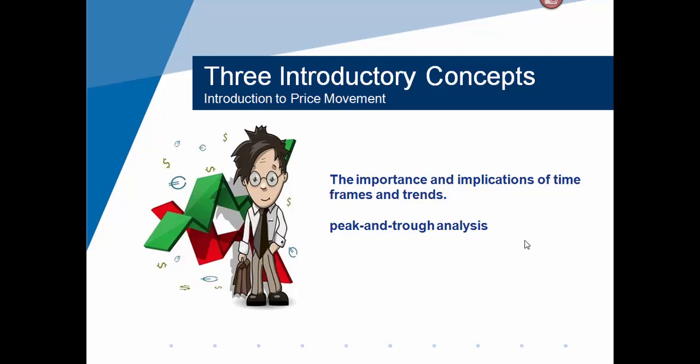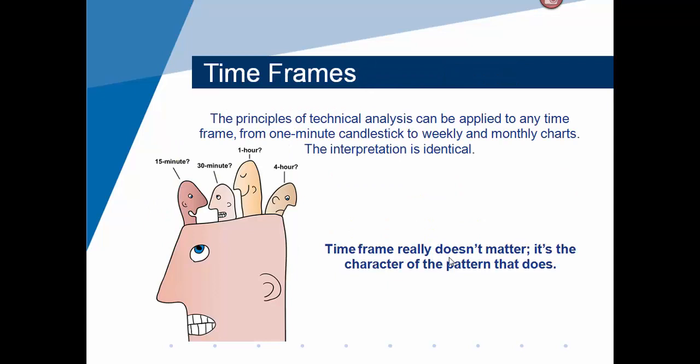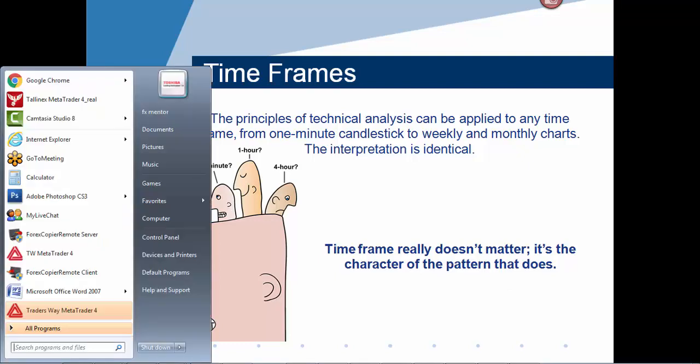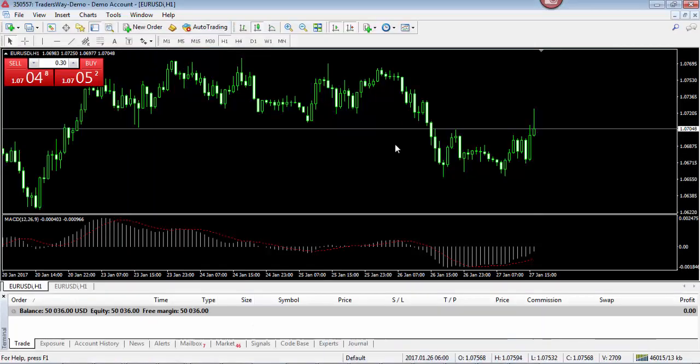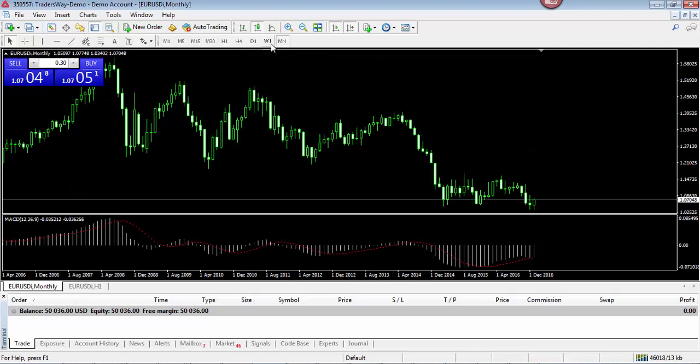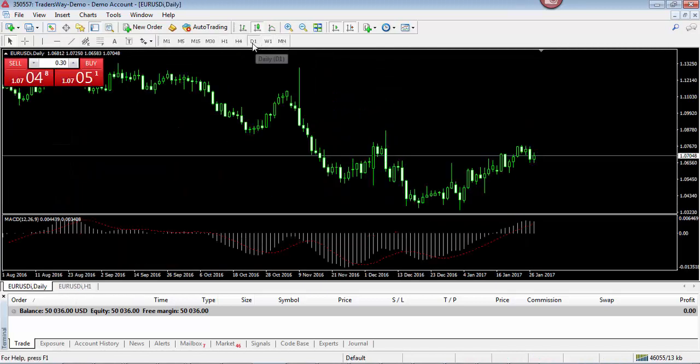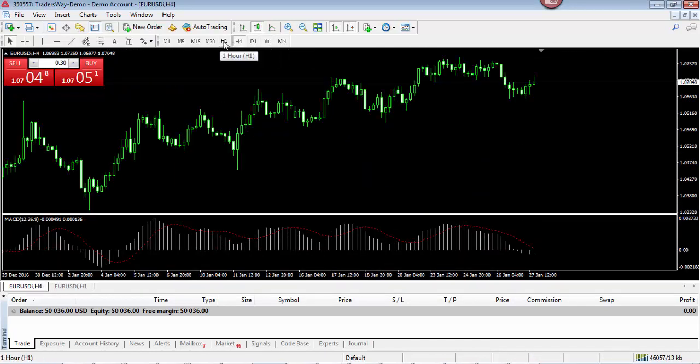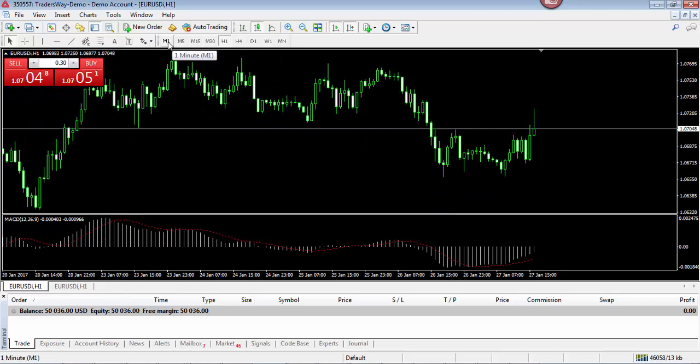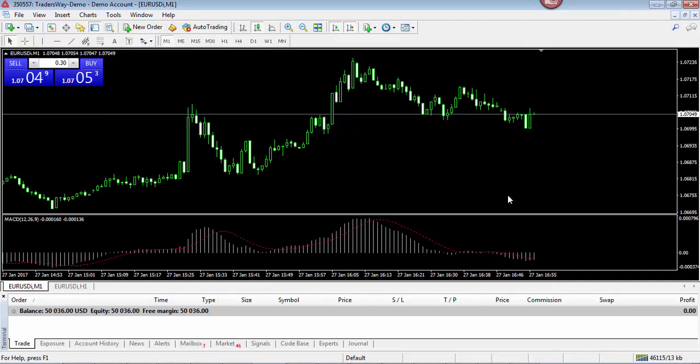All right. Now, as I said before, the principles of technical analysis can be applied to any time frame, from your 1 minute candlestick to your weekly and monthly charts. So, again, as we discussed in our first session, these are our time frames. So we have our monthly time frame, weekly, daily, 4 hour, 1 hour time frame, all the way down to our 1 minute time frame.